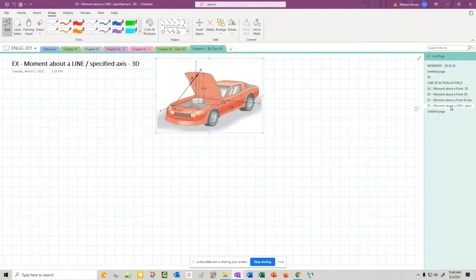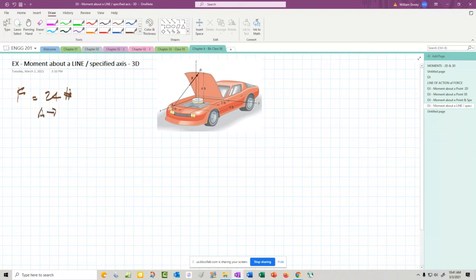All right, let's go a little further, do another problem. Let's look at this car here, the car hood. We have a force acting. We're told that the force is 24 pounds, and it's basically going from A to B along that strut.